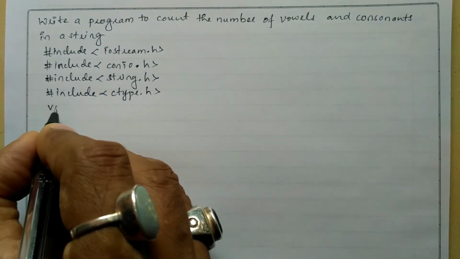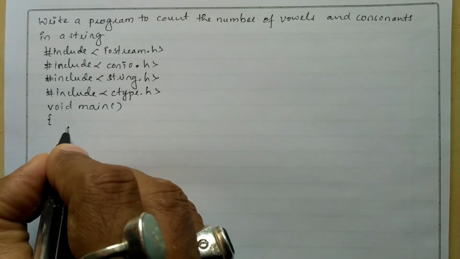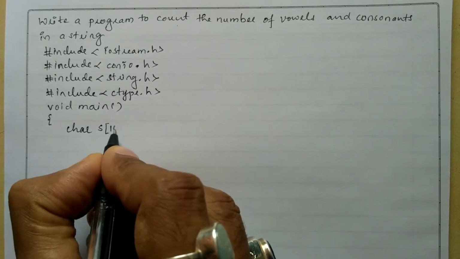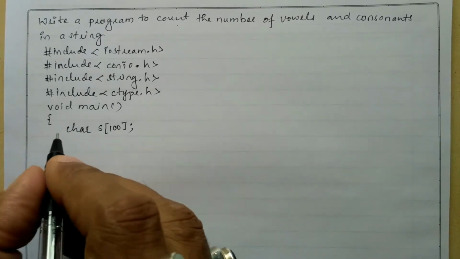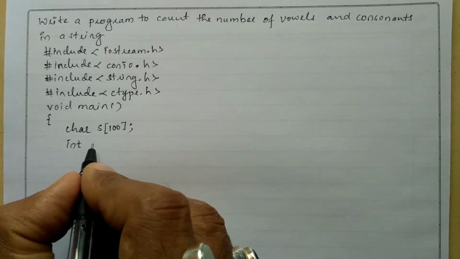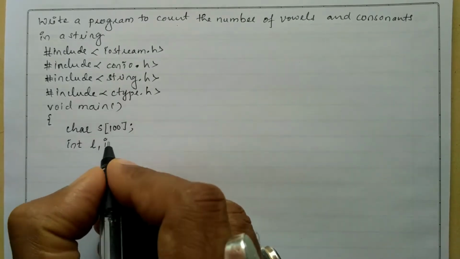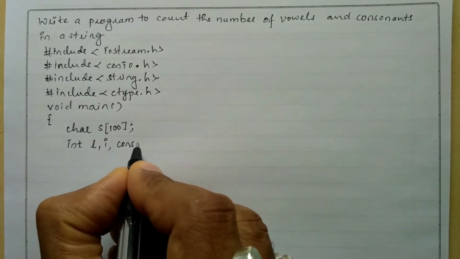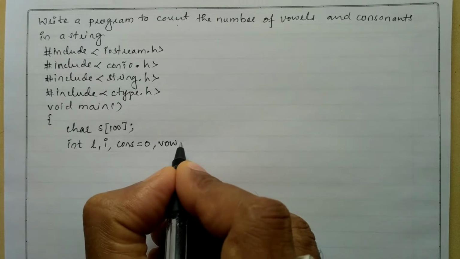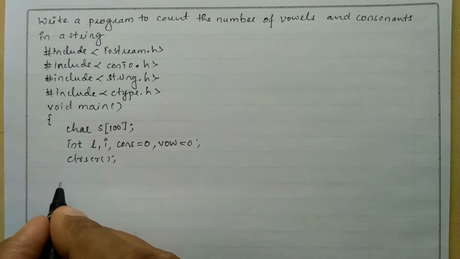Now let us write void main function, curly open brace, and here in the declaration section I'm going to declare an array of type character, and s is the name given to the array. 100 is the size, and next I'm going to declare some other variables of type integer. Here I'll write L in order to find the length of the string. Next i is used for index. Next I'll write cons is equal to 0, that is consonant. Next I'll write vow is equal to 0. Next clrscr function, which is used to clear the screen.